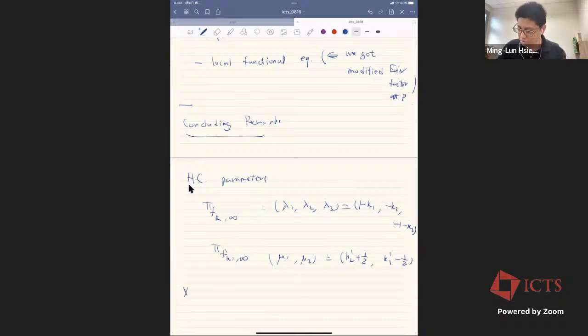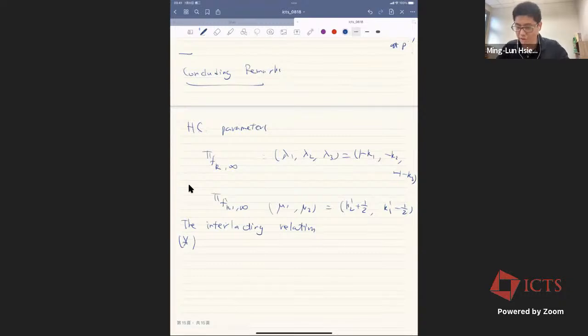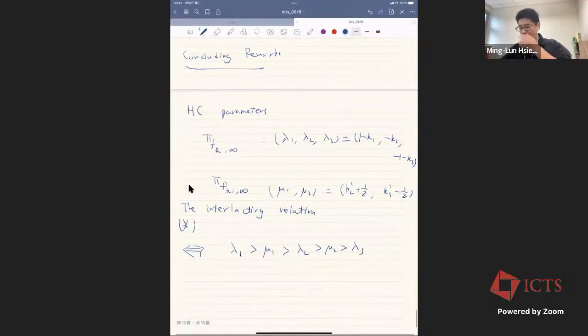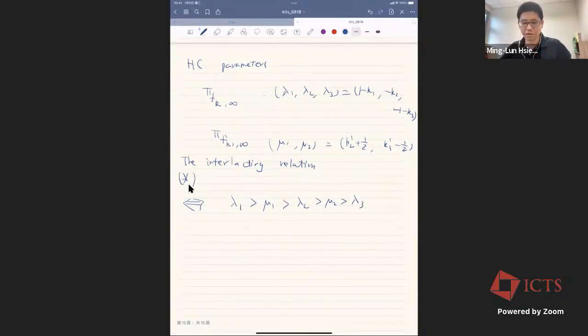Then the interlacing relation can be rephrased as lambda 1 greater than mu1 greater than lambda 2 greater than mu2 greater than lambda 3. And we can also consider a different interlacing relation, like this, greater than mu1 greater than lambda 2 greater than lambda 3 greater than lambda 2.